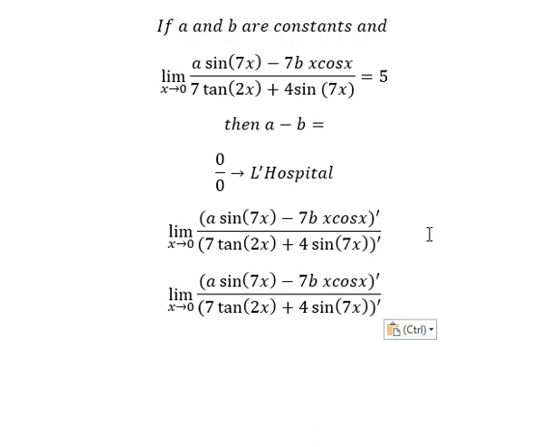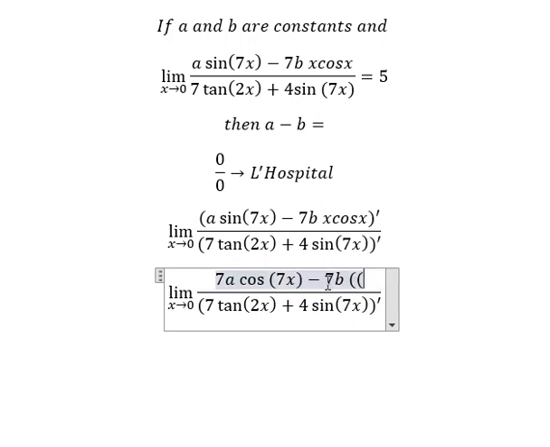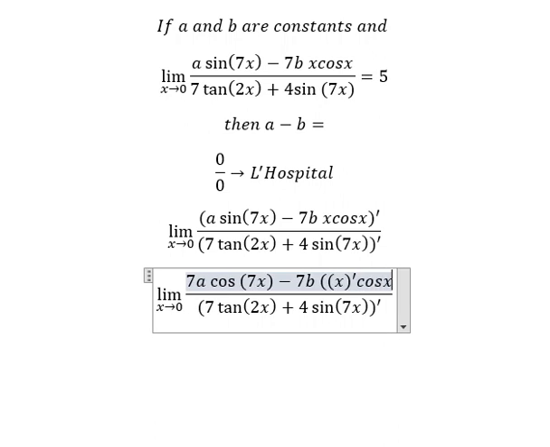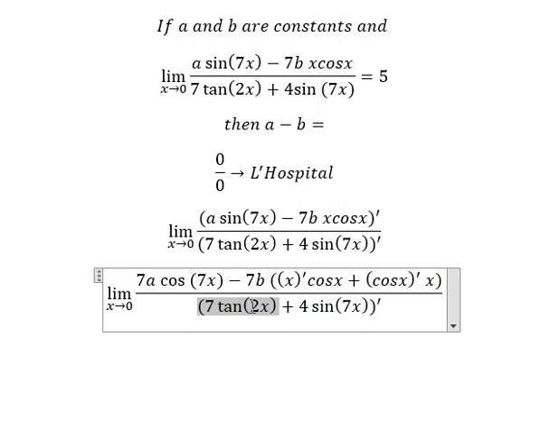So first derivative of sine 7x, you get 7 cosine 7x. First derivative of x cosine x, this one we can use the product rule of derivative. This one we will have number 2 secant of 2x squared. This one we have number 7 cosine 7x.